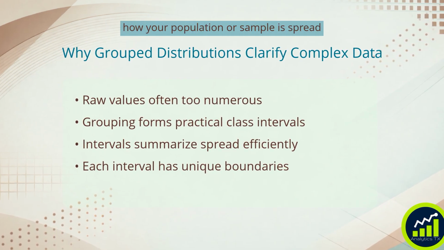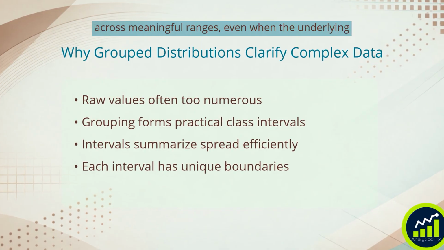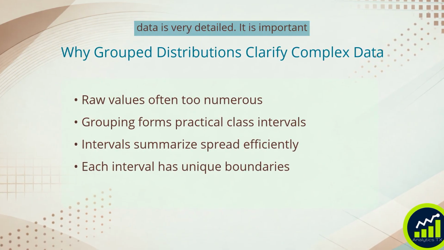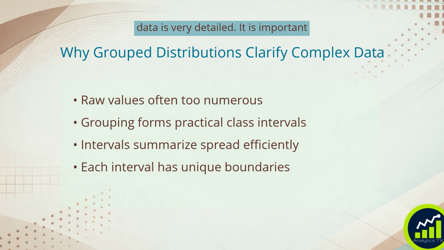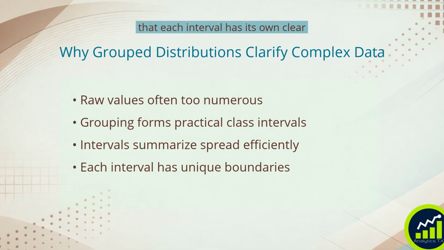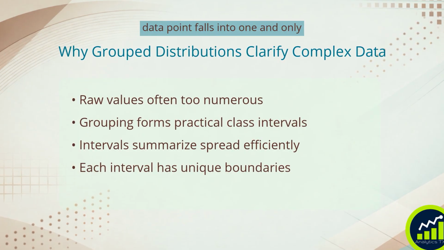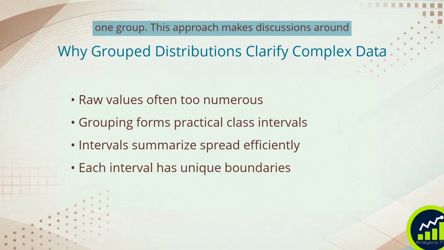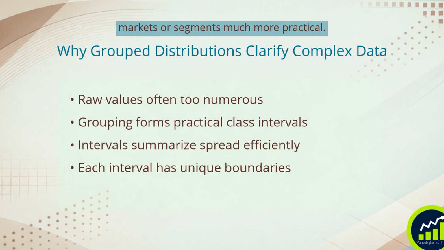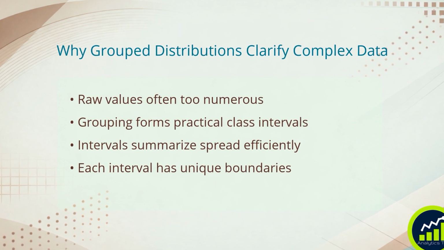These groups help you see how your population or sample is spread across meaningful ranges, even when the underlying data is very detailed. It is important that each interval has its own clear lower and upper limit, so that each data point falls into one and only one group. This approach makes discussions around markets or segments much more practical.